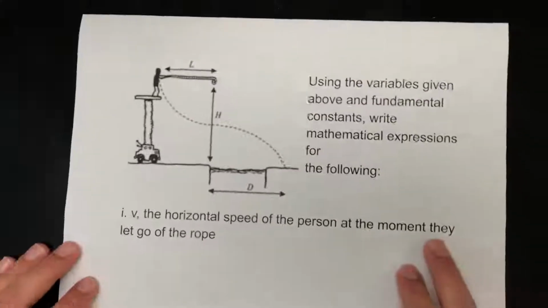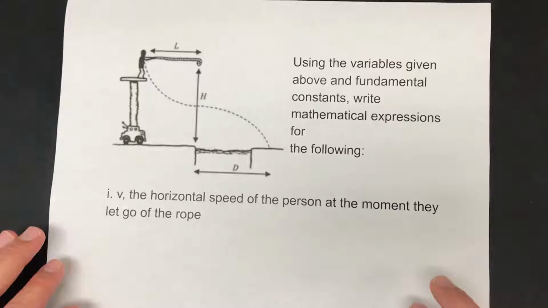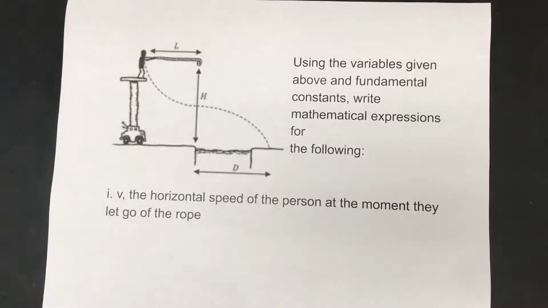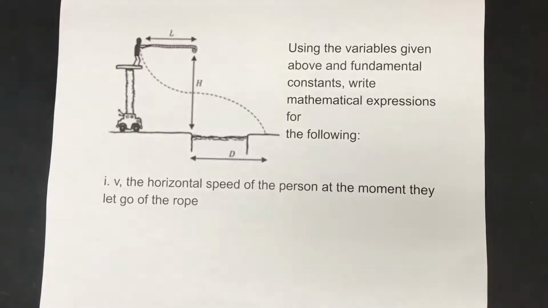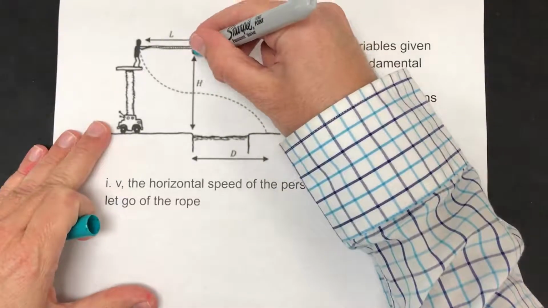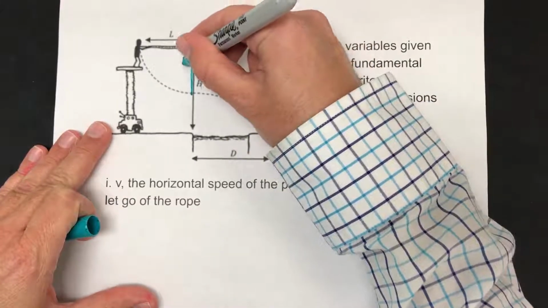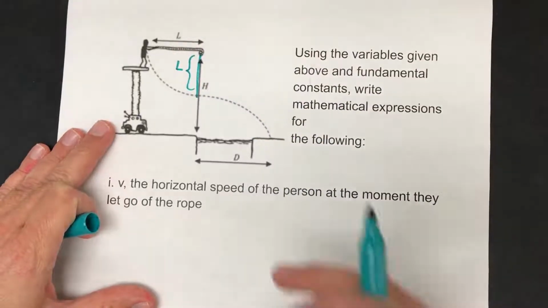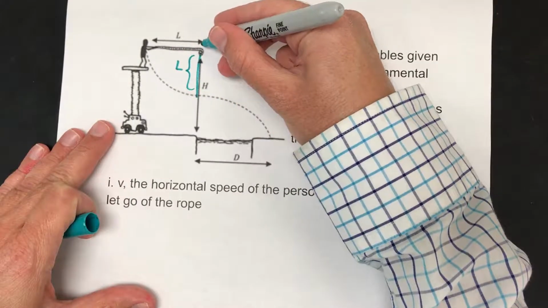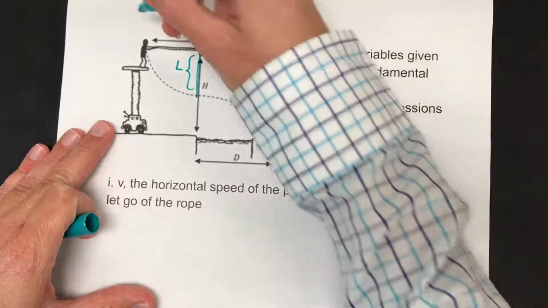So now we're going to actually do some proportional reasoning here and get some numbers. It says, using the variables given above and fundamental constants, write mathematical expressions for the following: the speed at which the person has the moment they leave the rope. So once again, it's important to realize that this distance right here is L, and that is essentially the height we're working with. We're this high up when we let go of the rope.